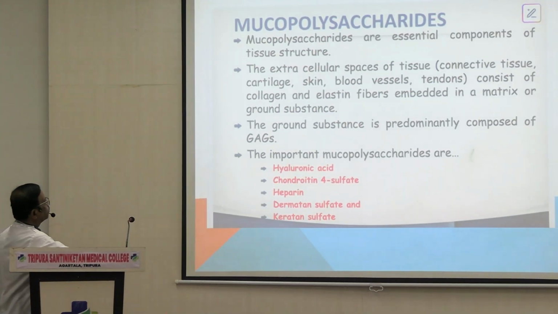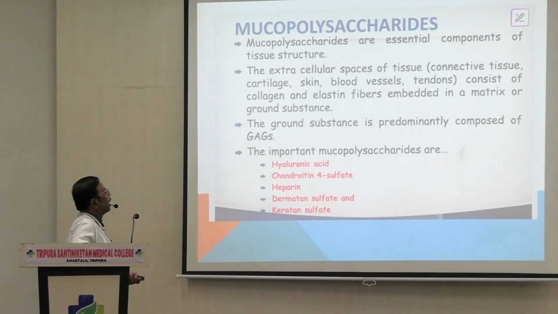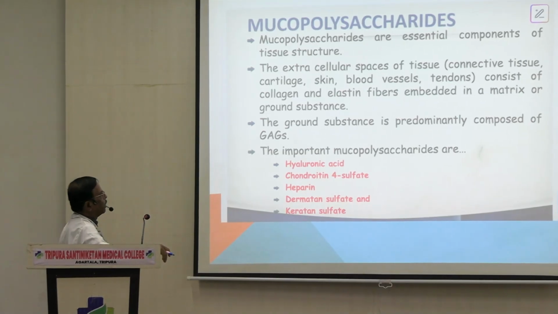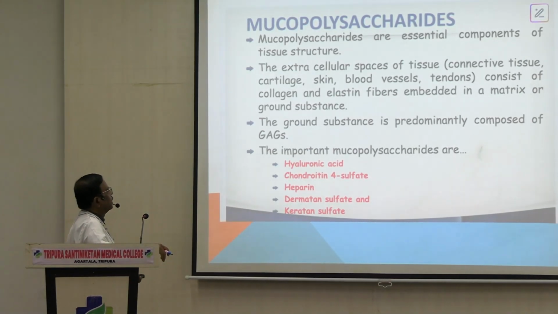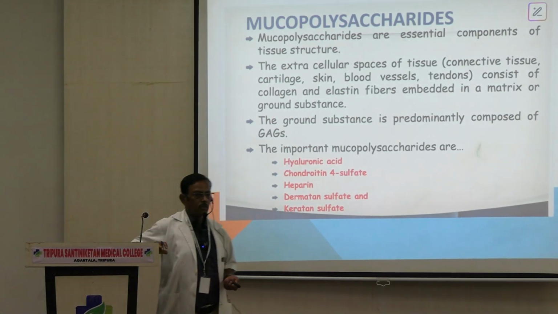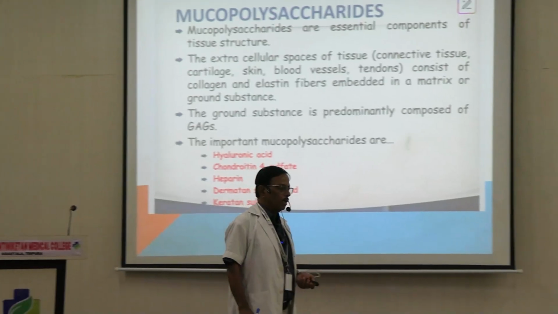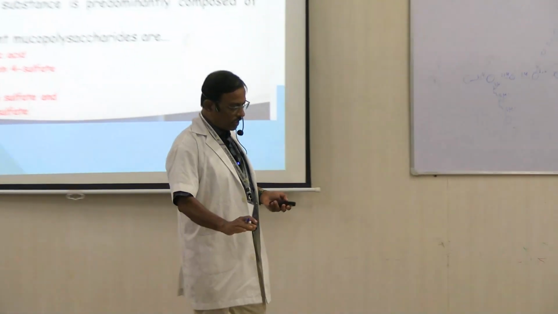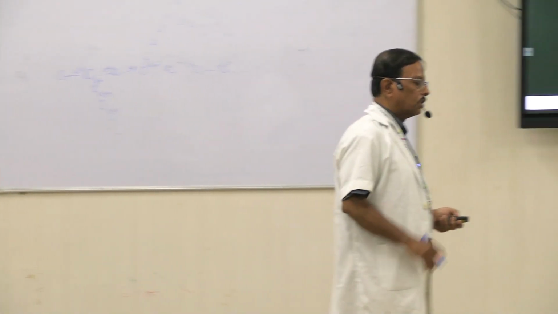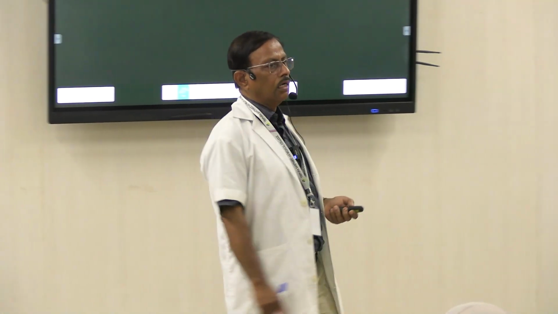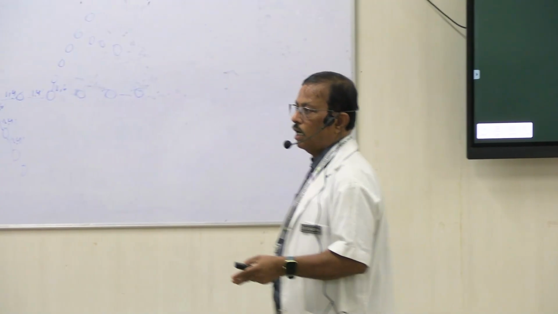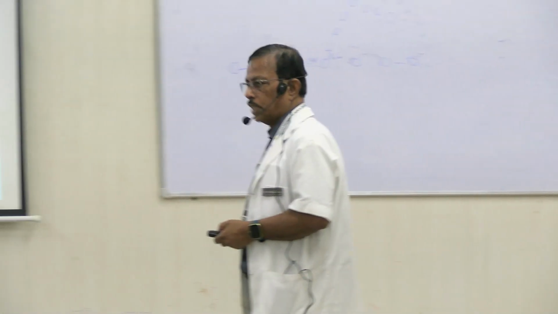Mucopolysaccharides are an essential component of tissue structure. Extracellular spaces in connective tissue, cartilage, skin, blood vessels and tendons consist of collagen and elastin fibers embedded in a matrix of ground substance. Between the cells of a tissue there is a substance called the extracellular matrix, where the cells are suspended, and it contains collagen, elastin and ground substance. The ground substance is made up of mucopolysaccharides.